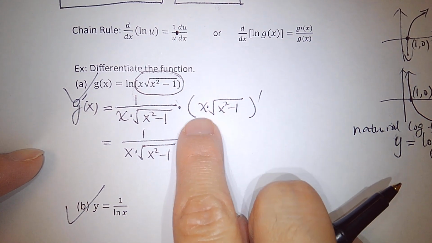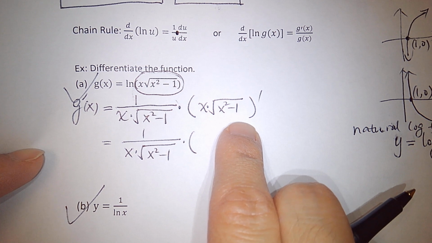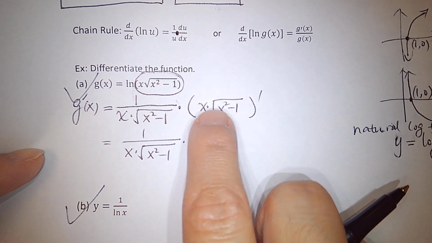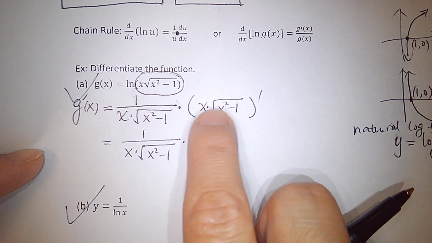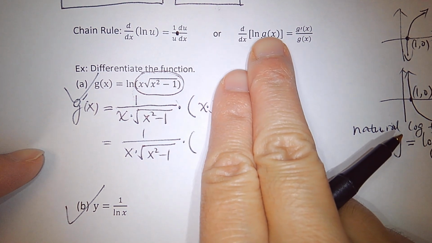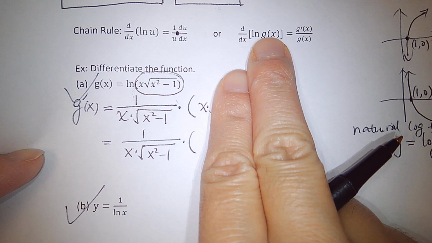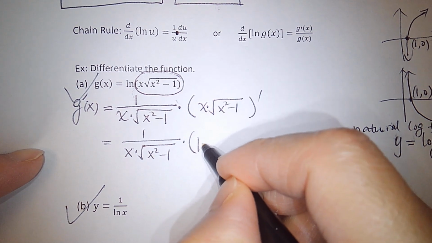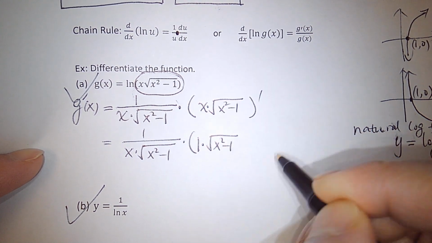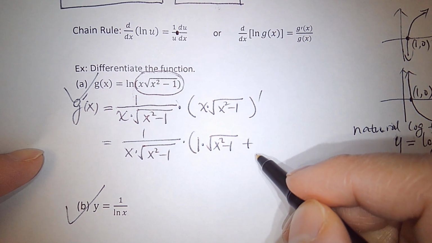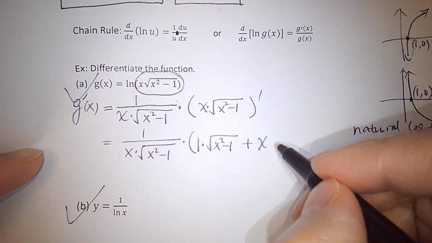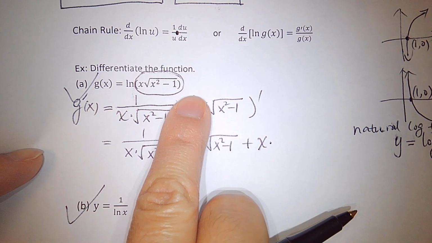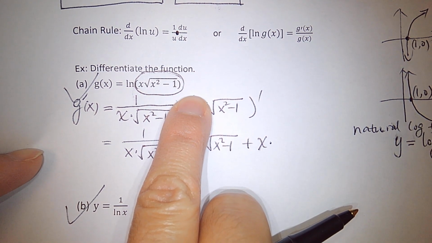Inside the parentheses, we have a product. To differentiate a product, we should use which rule? Product rule, right? Differentiating x gives us 1 times the square root of x squared minus 1, plus, we still keep the x and times the derivative of the square root of x squared minus 1.